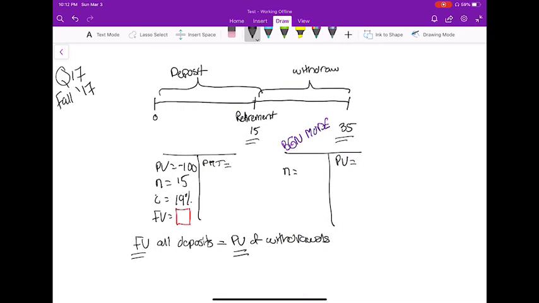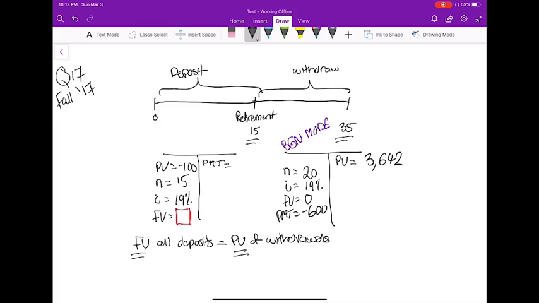Now, the number of periods is 20 years. The interest is the same as the interest previous. You're going to get 19%. The future value, he's not going to keep any money in his account at the end of the period. And the payments that he's going to make, or the withdrawals, are minus $600 every year. Plug these numbers into your calculator. You're going to get 3,642. That's your present value.